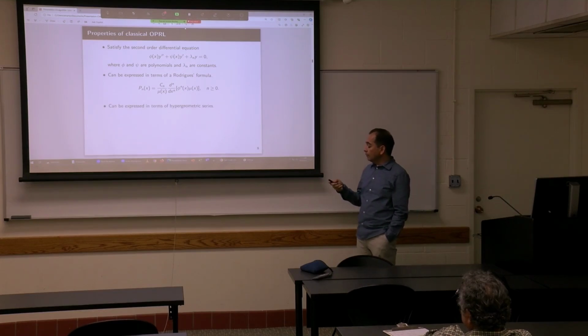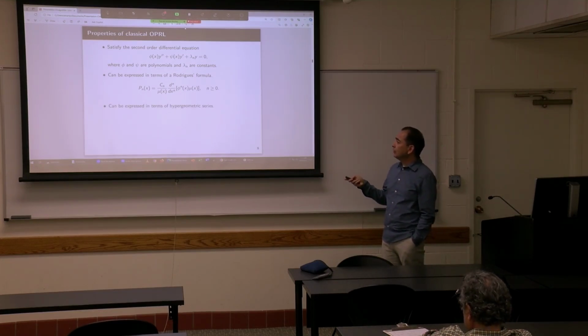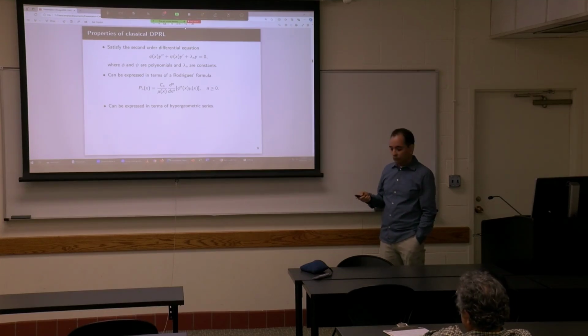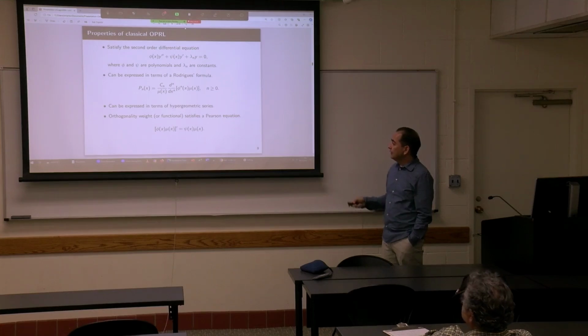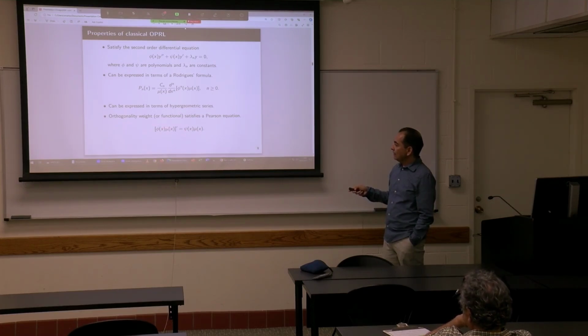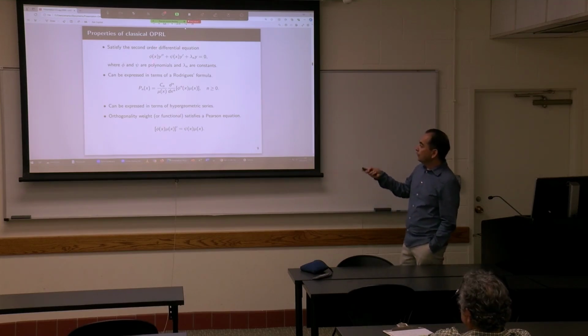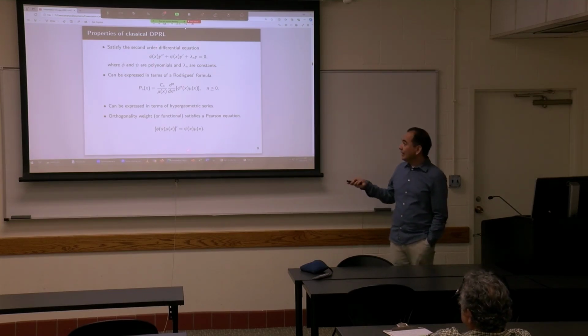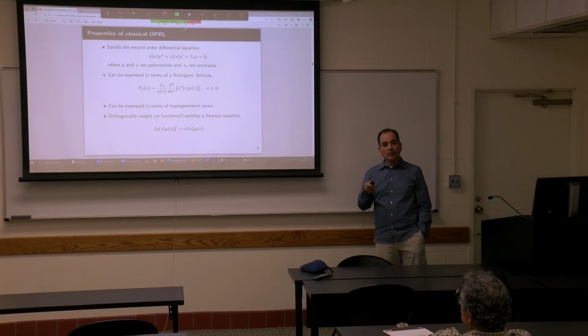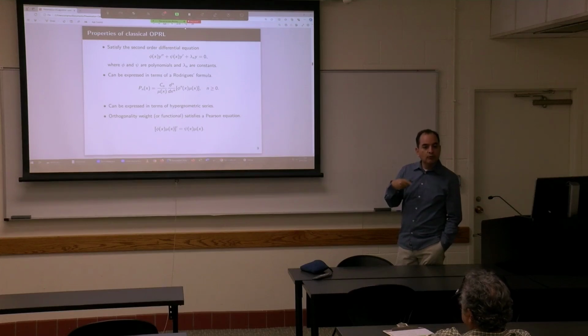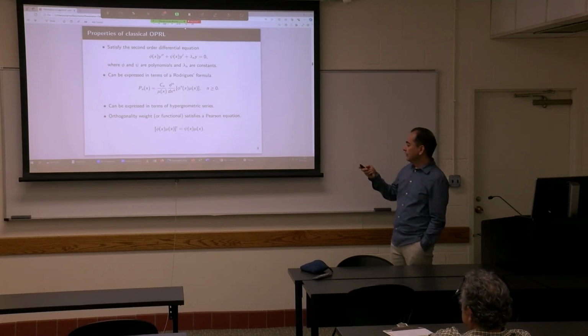Another property is that they can be expressed in terms of hypergeometric series. This is also very well known. And the last one is that the orthogonality weight or the functional satisfies what is called a Pearson differential equation, which is this differential equation that involves the weight, the orthogonality weights, and the polynomials that appear in the differential equation. All of these properties are equivalent, and they are also equivalent to the fact that you have a sequence such that the sequence of derivatives is also orthogonal. It's everything the same in this situation.